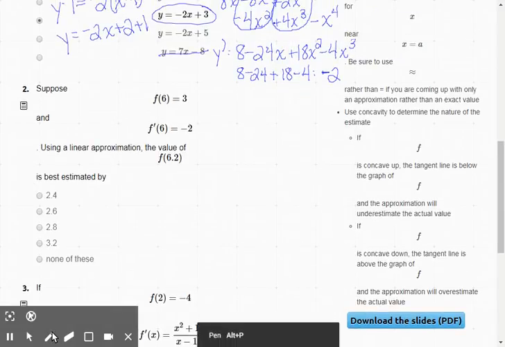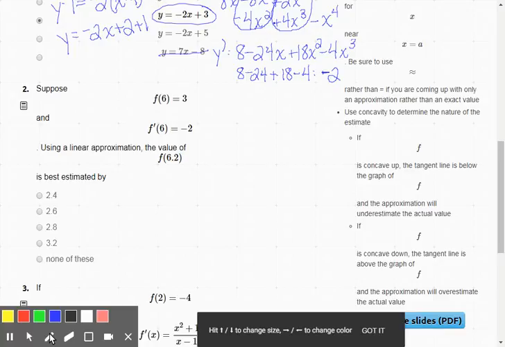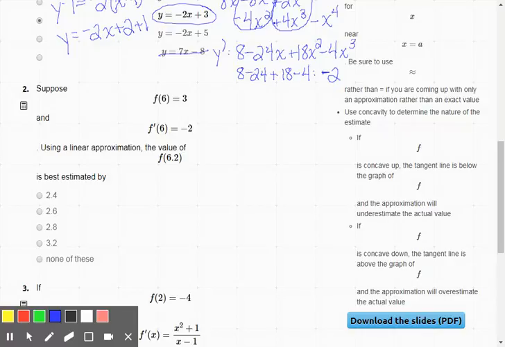Okay, let's look at this next question, which I did not cover in my lectures. It's coming up, but you should have heard Kim talking about it if you actually watched the video. So let's look through this. It says, suppose f of 6 equals 3 and f prime of 6 equals negative 2. Using a linear approximation, the value of f of 6.2 is best estimated.